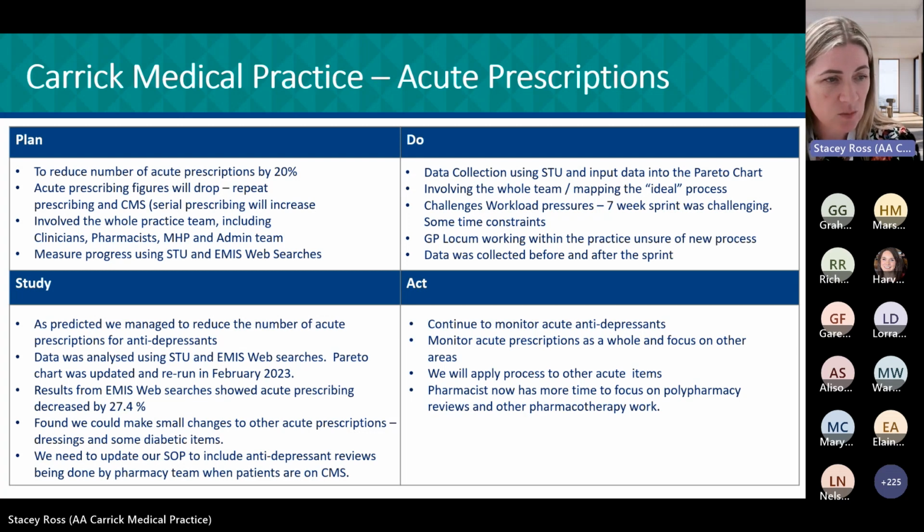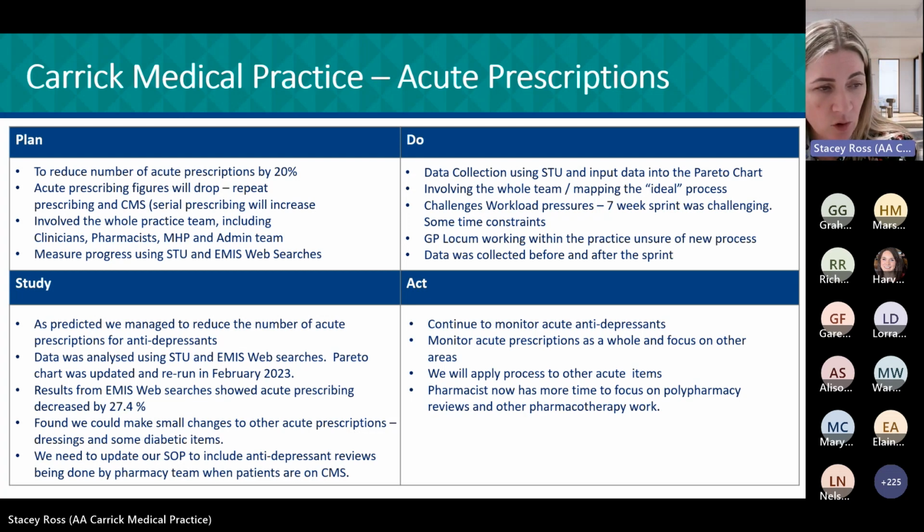So as predicted, we managed to reduce the number of our acute prescriptions for antidepressants, analysing the data using STU, EMIS Web. The Pareto chart, which was run in November, we reran in February just to evidence the number of acute prescriptions. And it showed that we actually decreased our acute antidepressants by 27.4%, which was a huge amount.